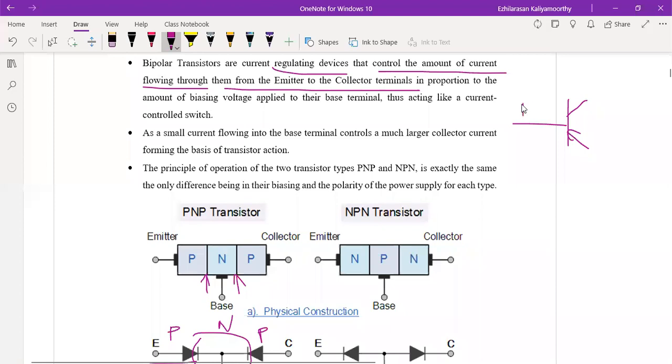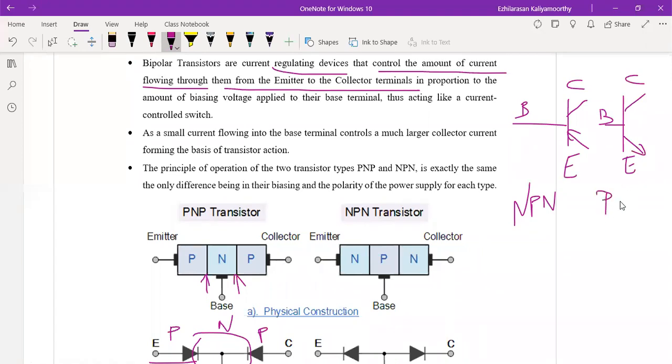So here, this is nothing but your base, this is the collector, this is the emitter. This arrow indicates whether it's an NPN or a PNP transistor. If the arrow is like this, then this will be an NPN transistor. Then one more transistor configuration is the PNP configuration. This is the base, this is the collector, this is the emitter, then the arrow mark will be indicated here. So this will be a PNP.